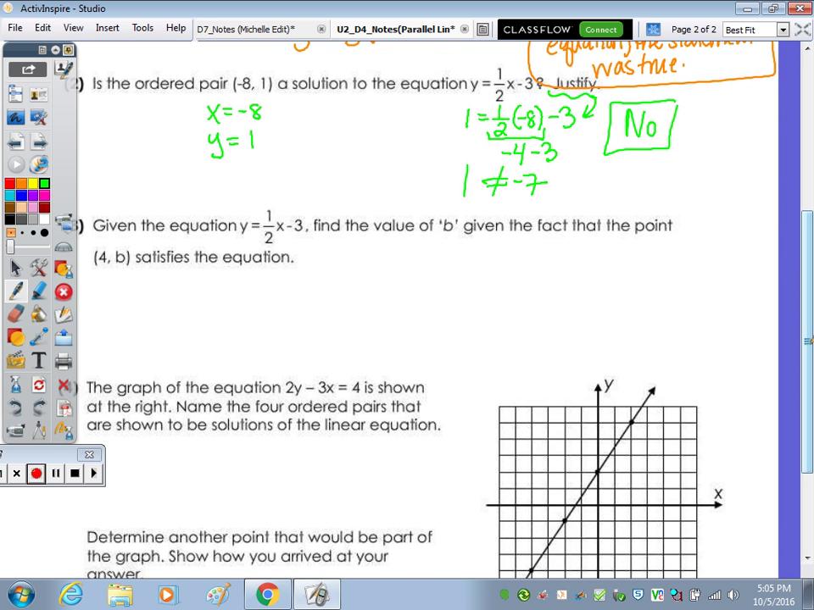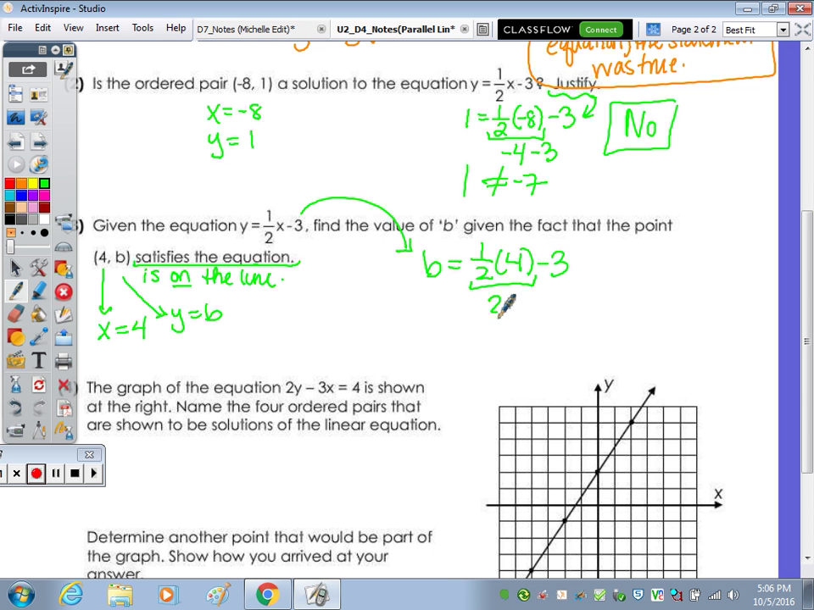Number 3, given the equation y equals 1 half x minus 3, find the value of b given the fact that the point satisfies the equation. So this means the point is on the line. Okay, so I know that here x equals 4, and we're going to plug in the b for y and solve for b. So using the equation, b equals 1 half of 4 minus 3. Half of 4 is 2, and 2 minus 3 is negative 1. So b is equal to negative 1.